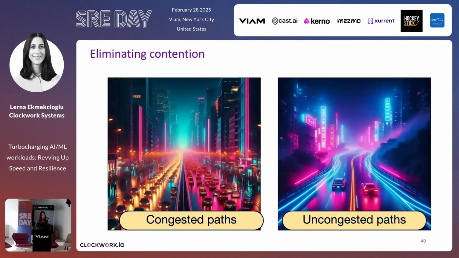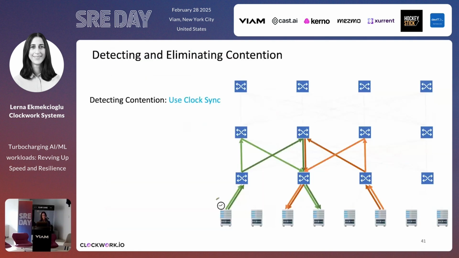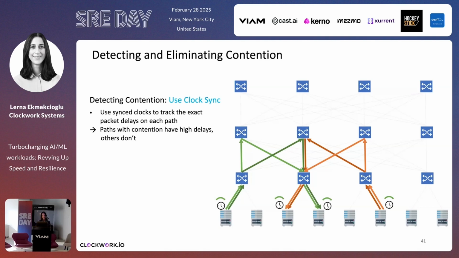So what we do is like Google Maps or Waze. We know which paths are congested because we know one-way delays accurately. So we shift traffic from congested paths to uncongested paths. And in this way, we eliminate congestion. To be able to know one-way delays accurately, you need clocks synchronized. So that's what we do first, at the NIC level and the CPU clocks synchronized. And then we do the dynamic congestion load balancing.